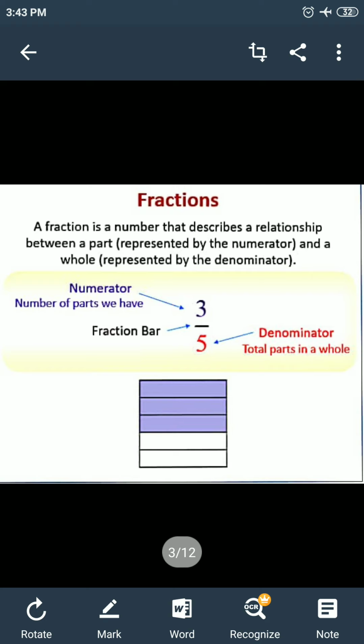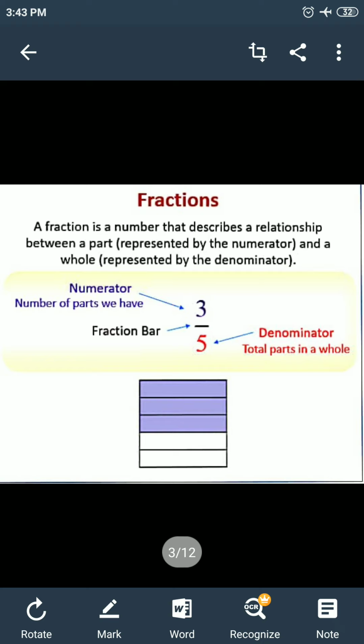The parts should be equal. Remember this thing: equal parts are important. If the parts are not equal, we cannot represent it as a fraction. Now the number of parts which are shaded is 3. How many parts are shaded? 3 out of 5. So we can write the shaded parts as 3 over 5.